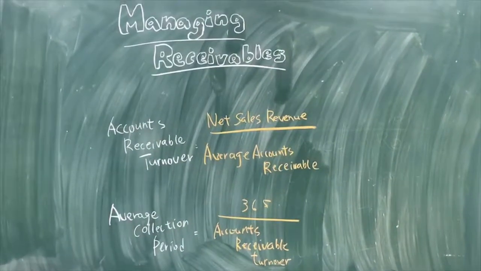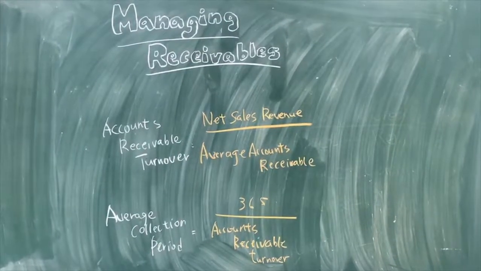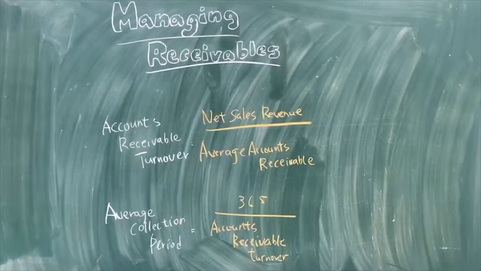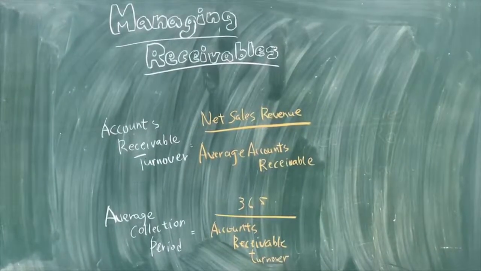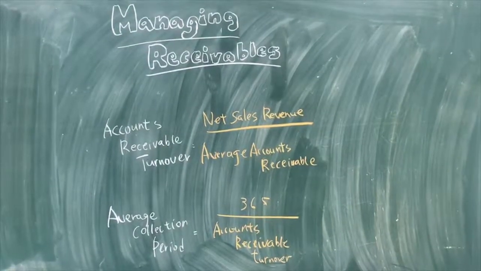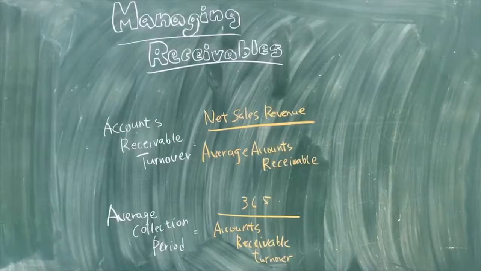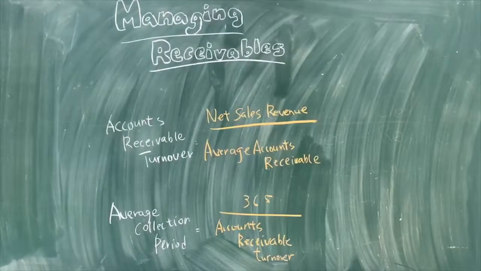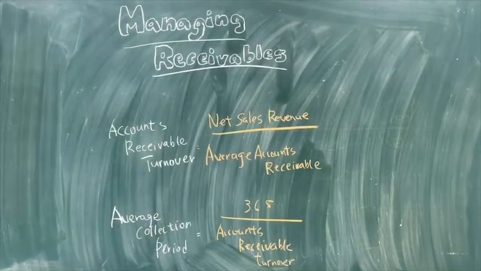The second equation is the average collection period. So accounts receivable turnover can be converted into the number of days using this equation. So we divide 365 by accounts receivable turnover. And if a company gets a shorter average collection period, it means that the company has good management of receivables. So this is what we learned in Chapter 6.